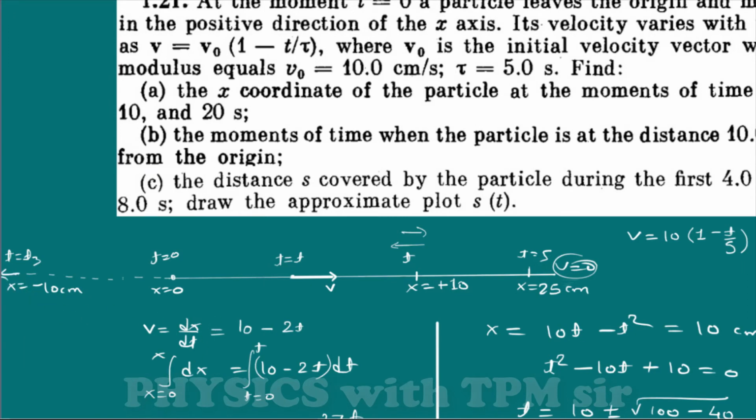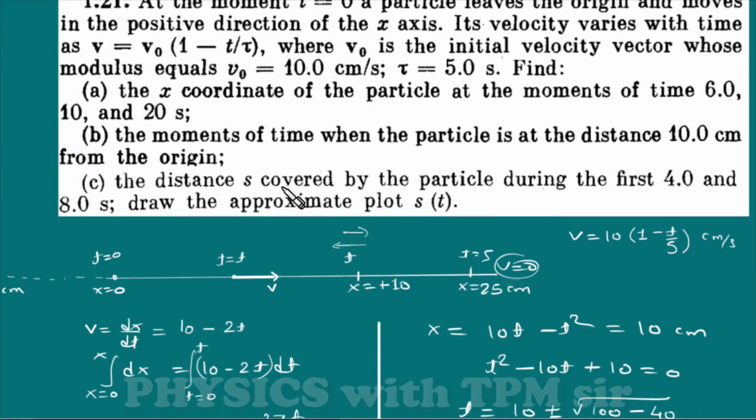So yes, okay, fine. Now let's solve this last part, the distance covered s. Distance s covered by the particle during the first 4 seconds and 8 seconds. Now, this is really interesting, and here is where students generally make mistakes. Most of the students make mistakes here only. The point they forget is that the particle's velocity has become 0 at t is equal to 5 seconds.